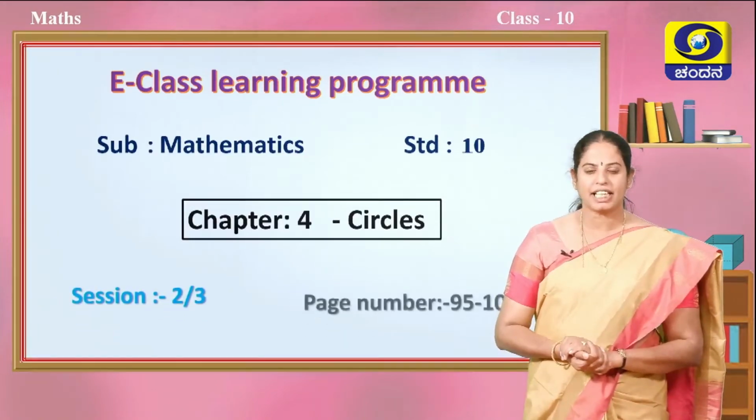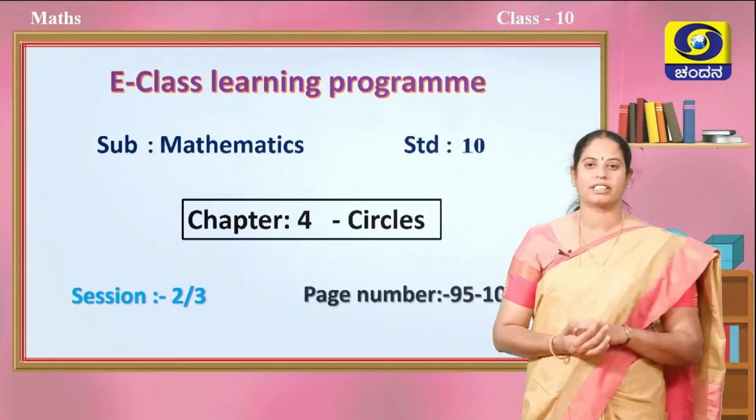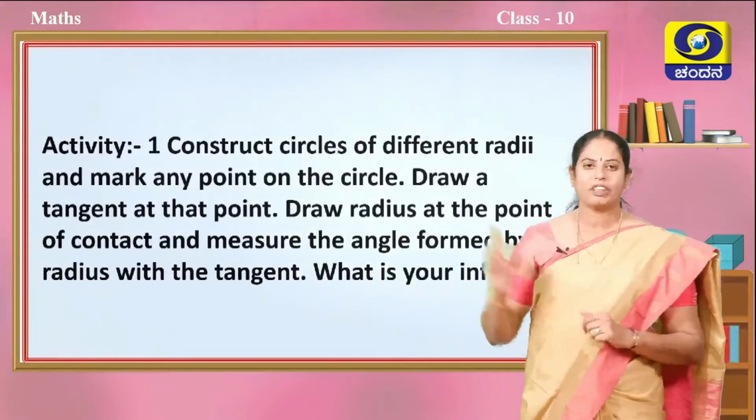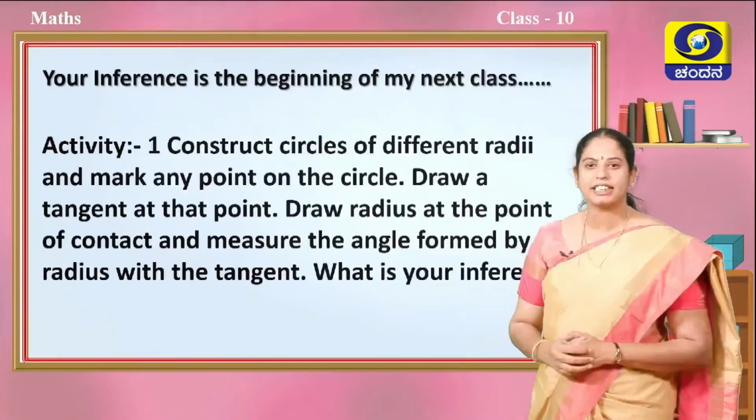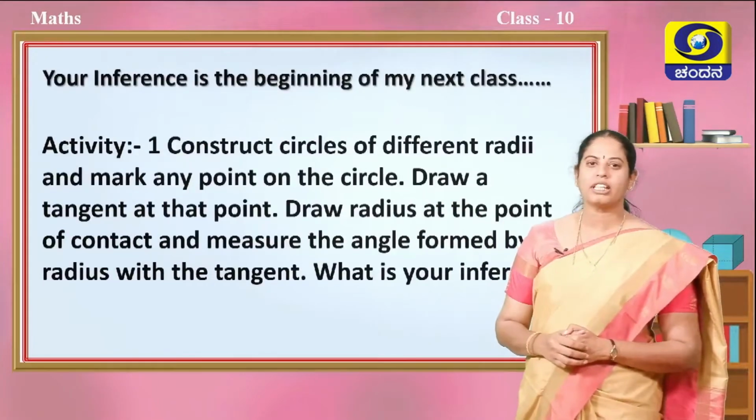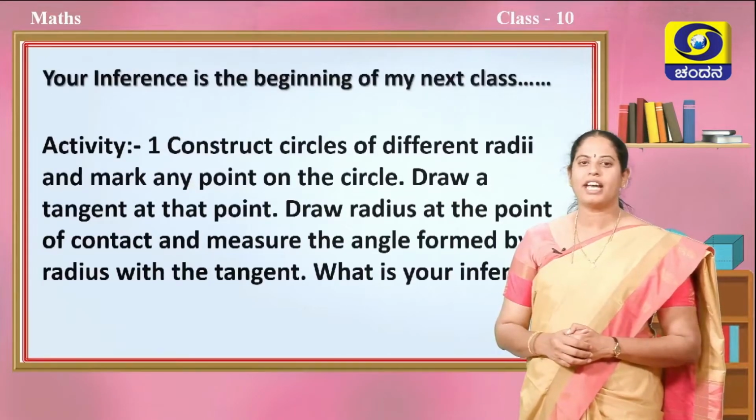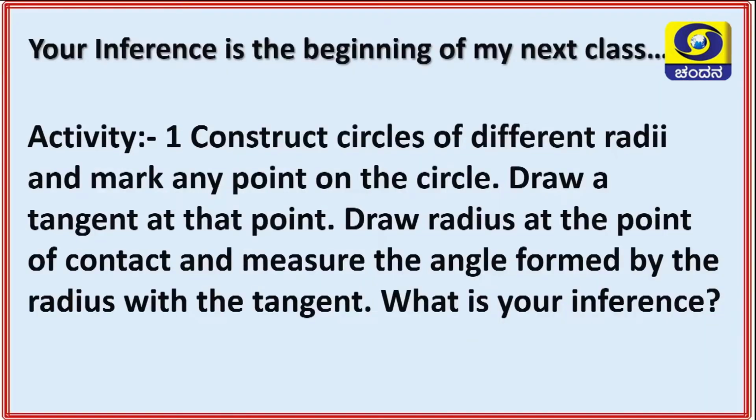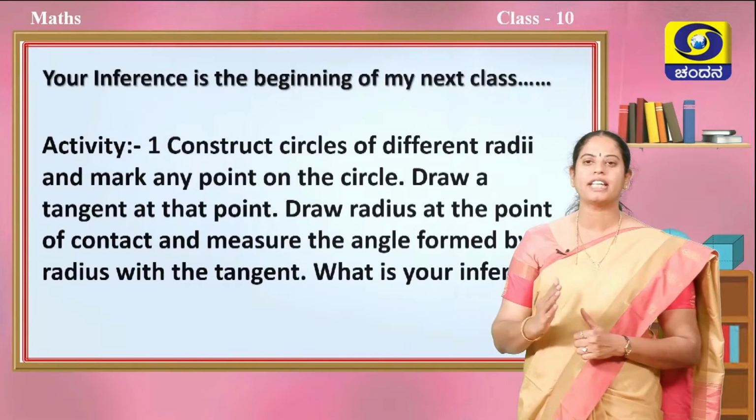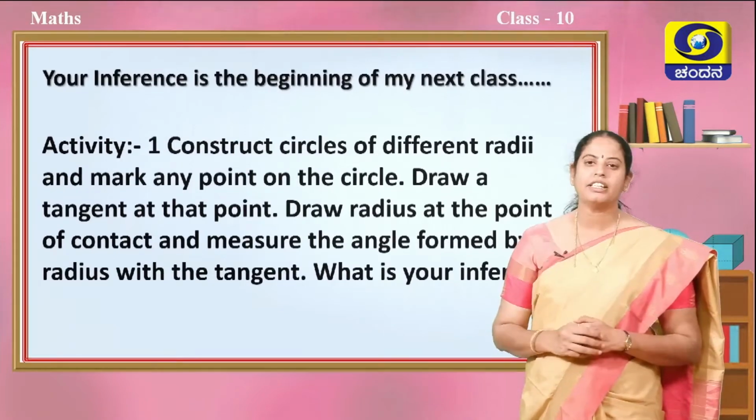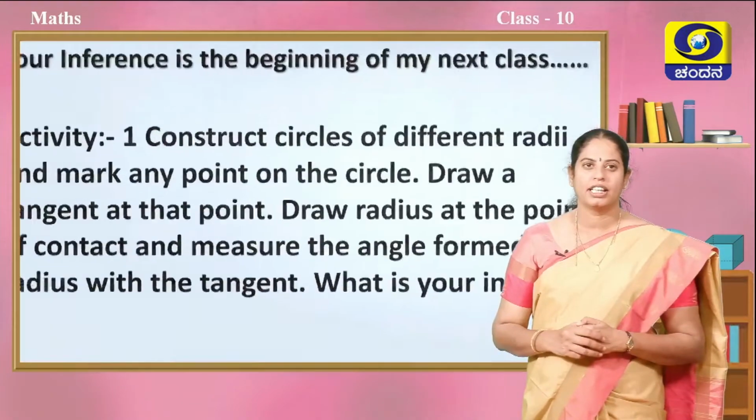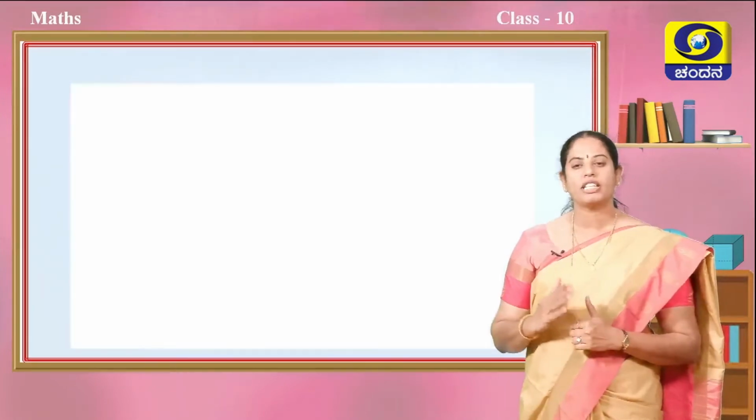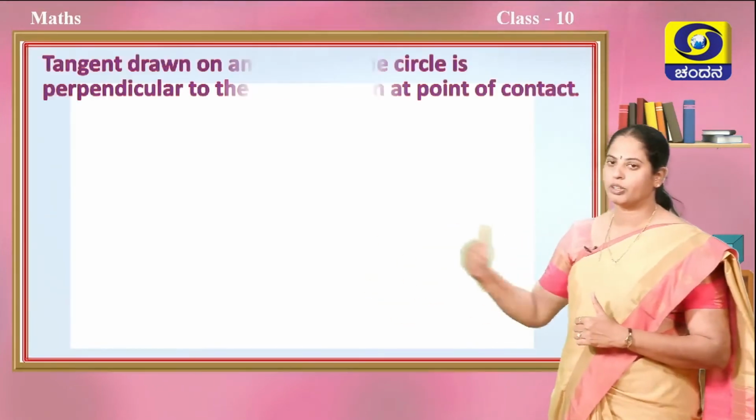In the previous class, I have given two activities. Activity 1 is like this: construct circles of different radii and mark any point on the circle, draw a tangent at that point, draw the radius at the point of contact and measure the angle formed by the radius with the tangent. What is your inference? I think all of you have done this activity and you are eagerly waiting with your inference. Let us watch what your inference is in this video.